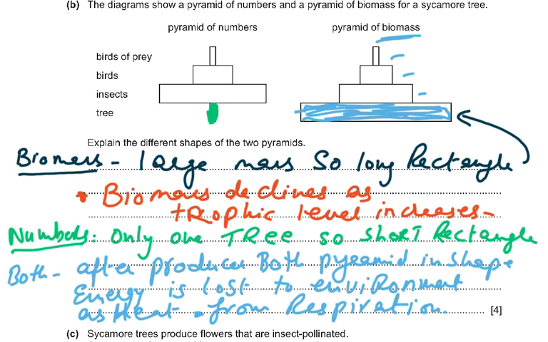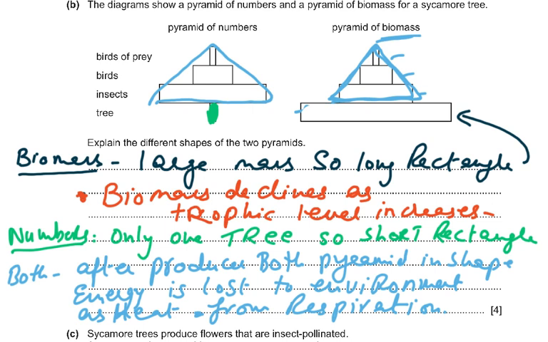But for both of them, you could have written that after the producer, both are pyramid in shape. This one also after the producer is pyramid in shape, and this is also pyramid in shape. So if you just leave out the producer, then they're both pyramids in shape.